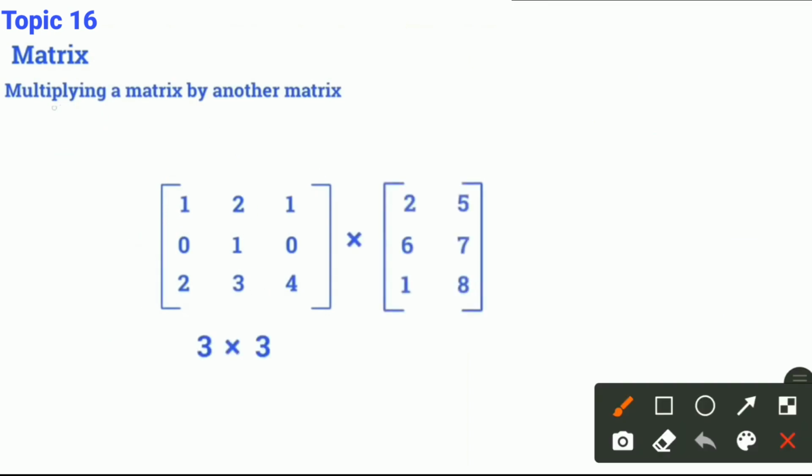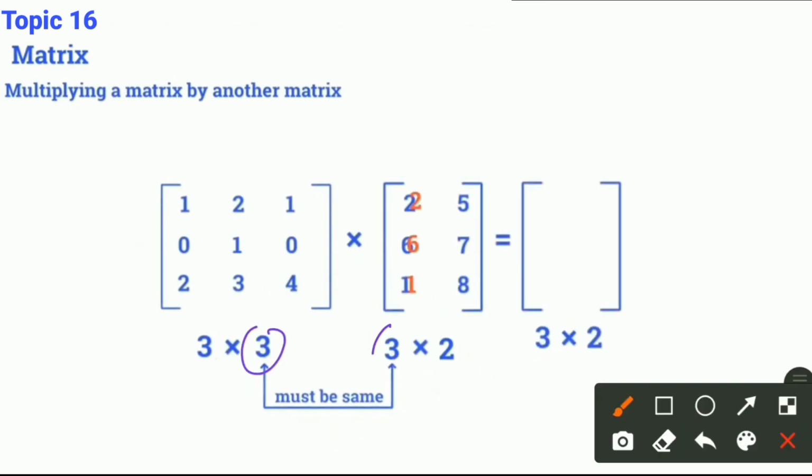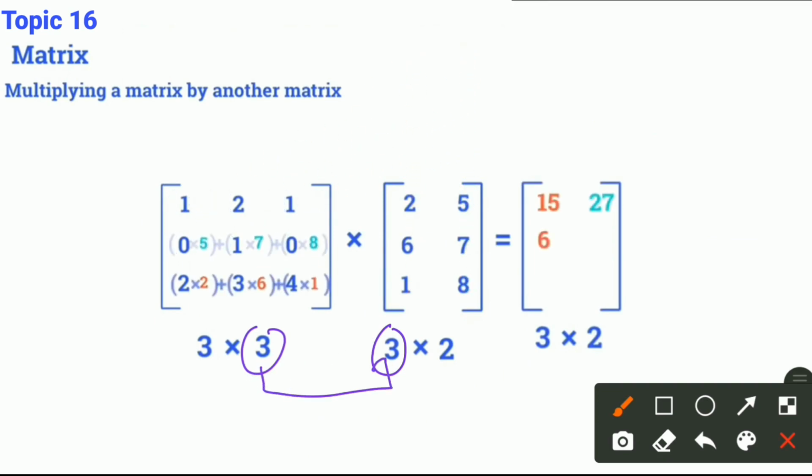Okay, multiplying a matrix by another matrix. The condition is that this one must be the same. The columns of the first and the rows of the second must be the same. And just see how you do the multiplication as well.